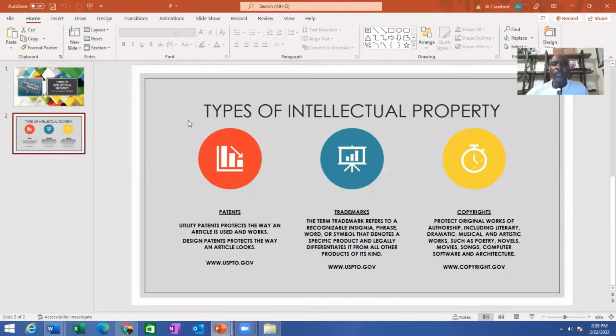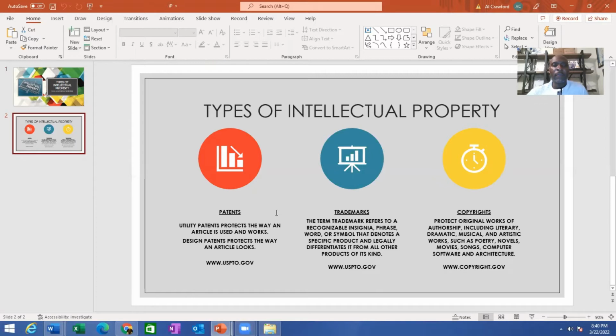The three types of intellectual property we will talk about in this video, the first one is patents. You have utility patents, which protect the way an article is used and how it works. And you also have design patents, which protect the way an article looks. So these are two types of patents, okay?